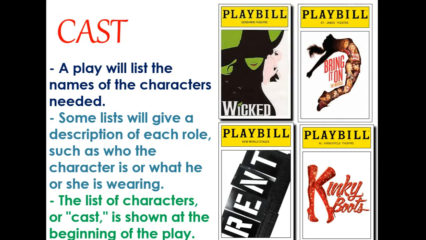The cast. A play will list the names of the characters needed for a play. Some lists will give a description of each role, such as who the character is or what he or she is wearing. The list of characters or casts is shown at the beginning of a play. You can usually look through the cast list and see relationships among the characters as well. Definitely check this out before you start reading a play so that you're familiar with the characters, who they are, and how they react and affect each other.